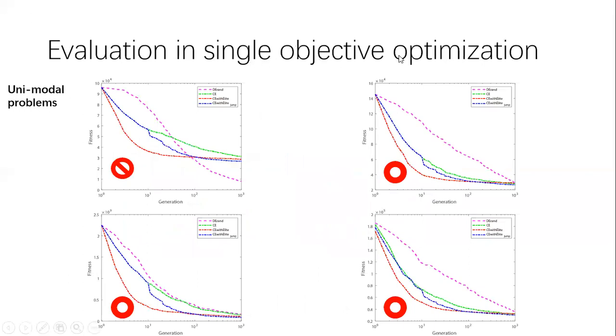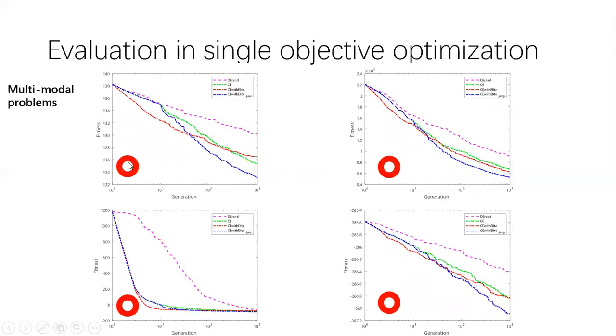For the single objective optimization problems, we apply the proposed method to the unimodal problems, and we can see that some of them really are not efficient. This mark shows significantly worse, and this mark shows significantly better. In some cases it will drop into a local optimum. That is true, but for some unimodal problems it gets better performance. And here are the multimodal problems. All of them have significantly better performance.